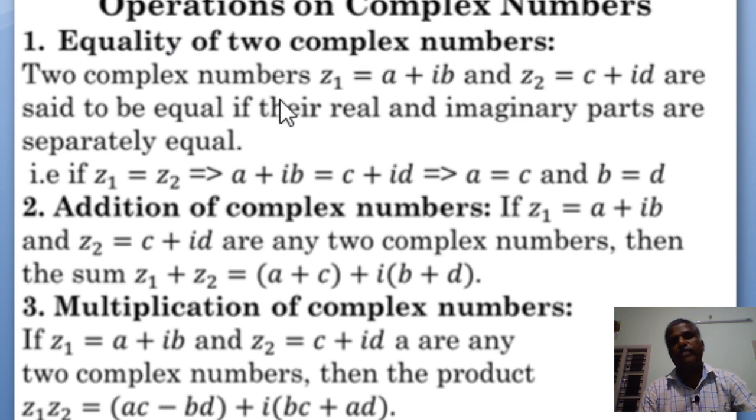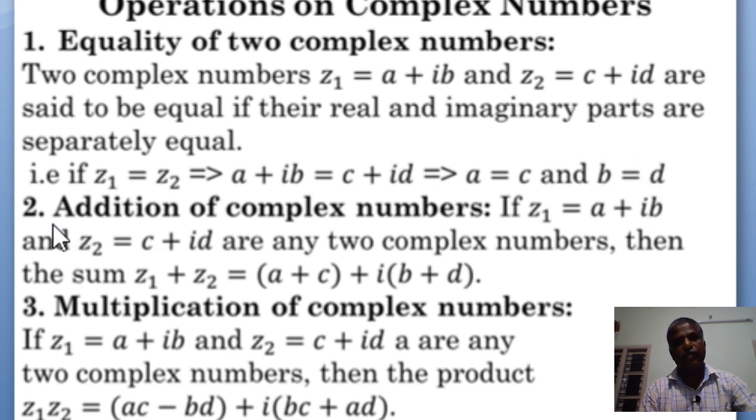So two complex numbers z1 is equal to a plus ib and z2 is equal to c plus id are equal if and only if the real and imaginary parts are separately equal. That is, z1 is equal to z2 implies a is equal to c, that is real parts, and b is equal to d, imaginary parts.